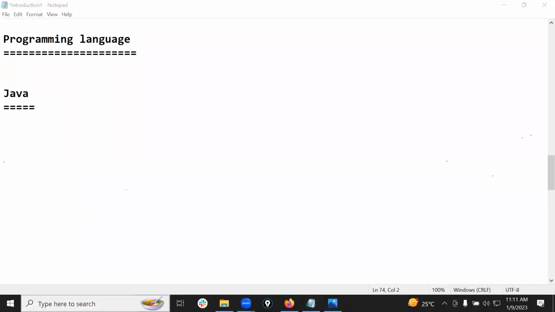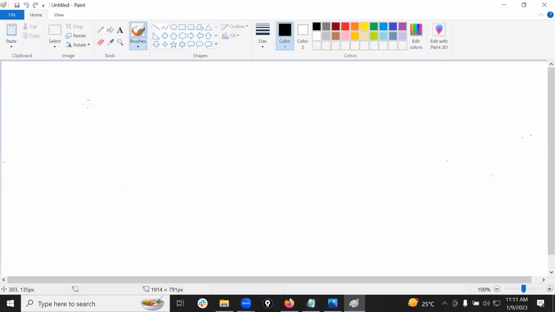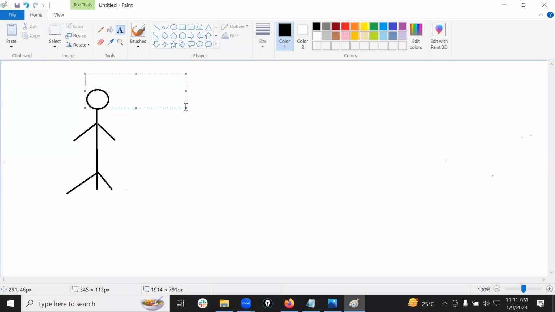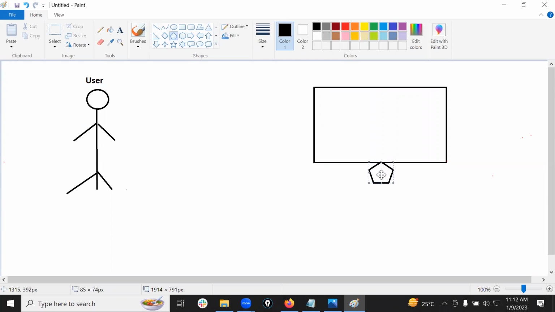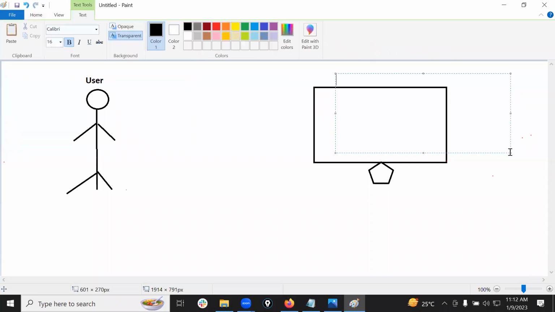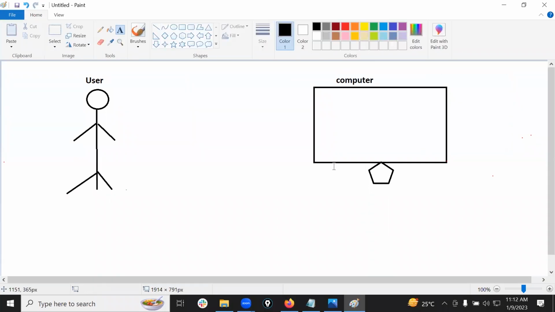So let's see this last row. You can see here. Assume that I am taking a paint. Assume that there is one user here. This is one user. Let's say he is a user. Now what does the user want to do? The user wants to communicate with a machine. Machine means computer. In real time, we never say computer. We always pronounce machine. Assume that this is the computer. So tell me, the user wants to interact with the computer. The user wants to communicate with the computer. So how is it possible? Because of programming language.